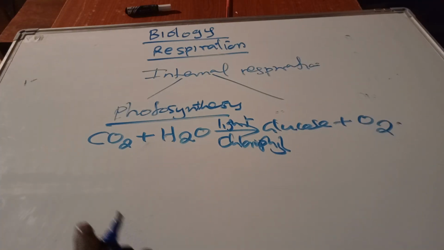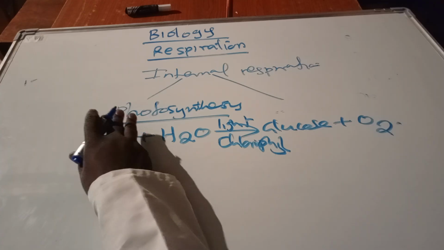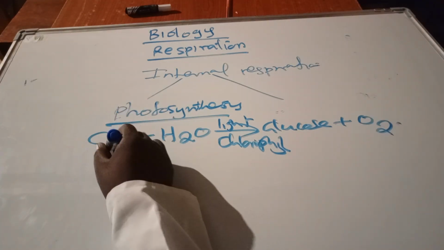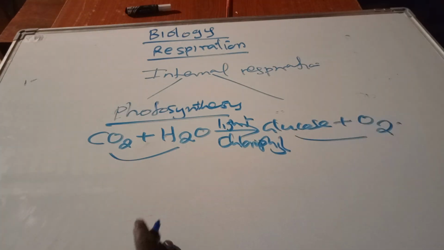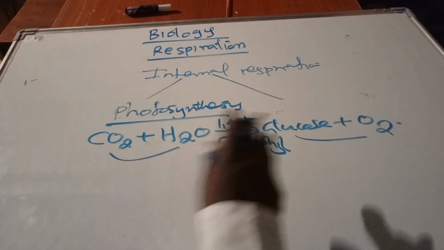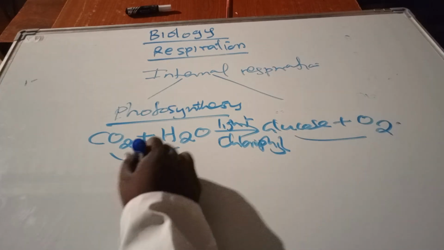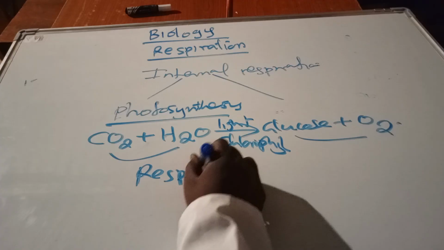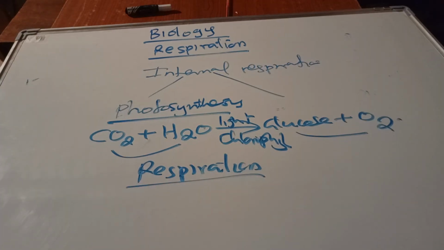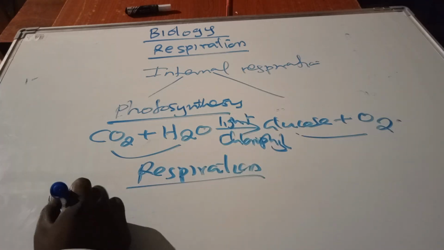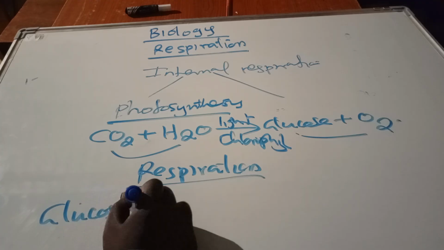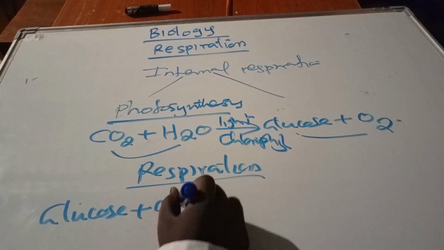Since we know the word equation for photosynthesis, these two are the reactants and these are the products. Now respiration is the opposite of this one, which means the reactants for respiration are opposite. The reactant now will be glucose plus oxygen to form what?